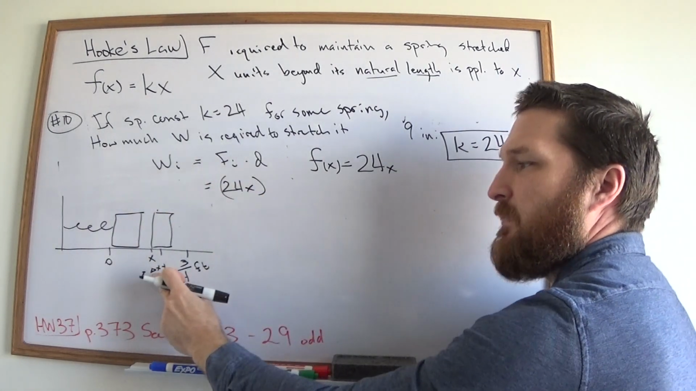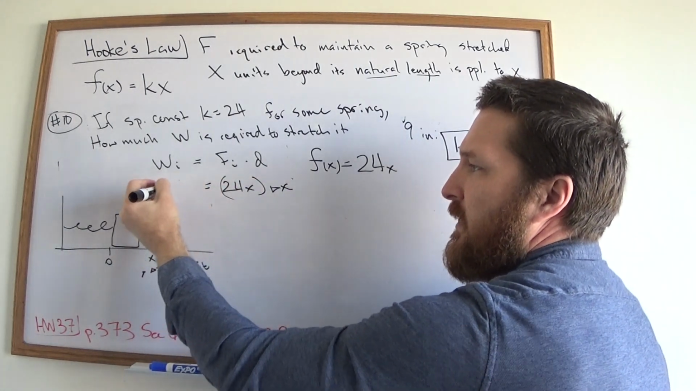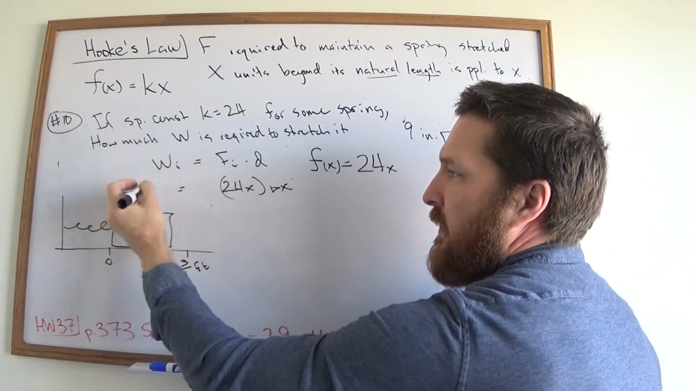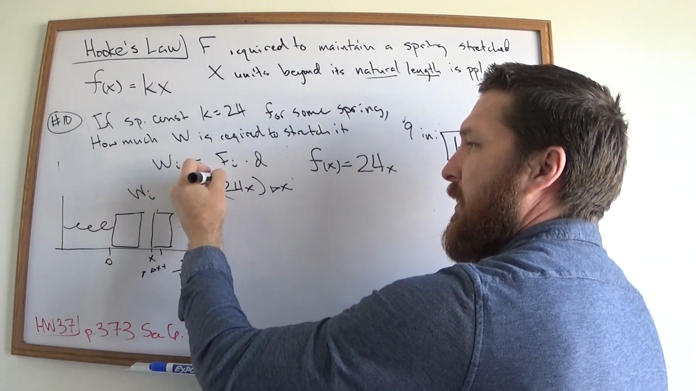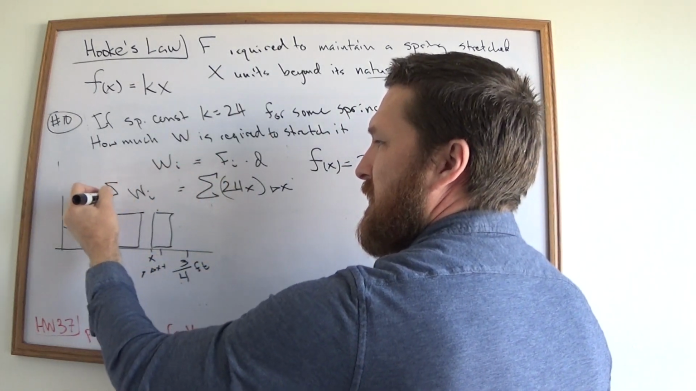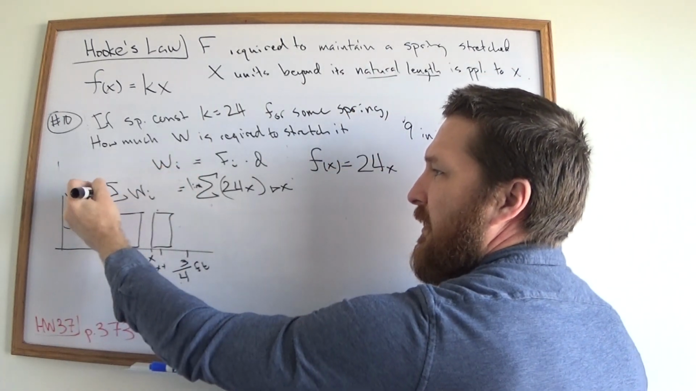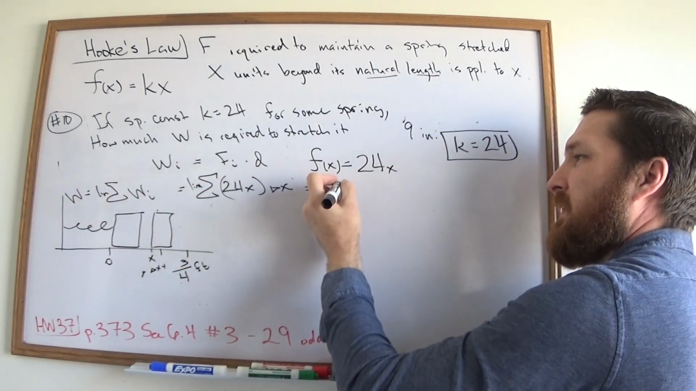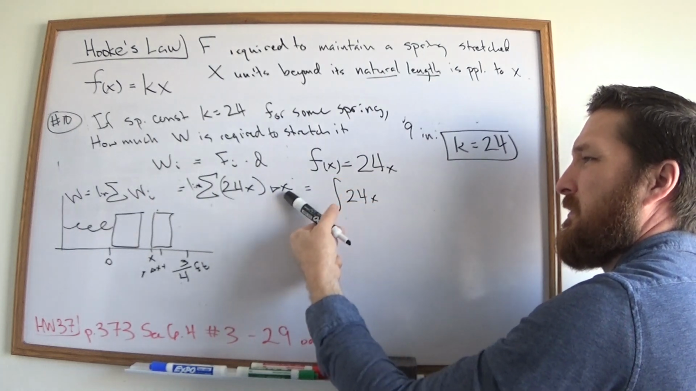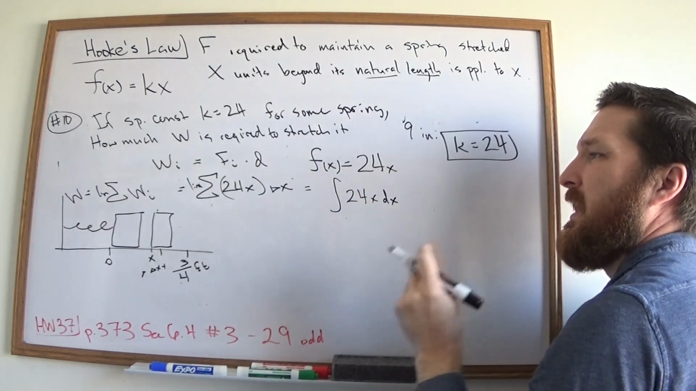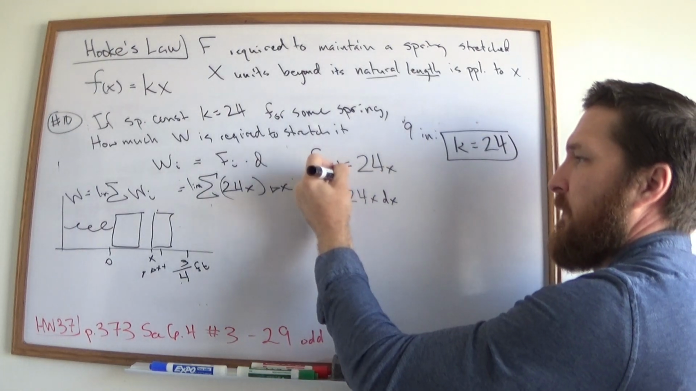The distance through which I move it is what? Delta x. And that's one of my works. And so I want to sum up all of my works to get the total work. And I want to take the limit of the sum, which gives me the integral of the thing. 24x delta x becomes 24x dx. And we're integrating from where to where? 0 to 3/4. There we go.